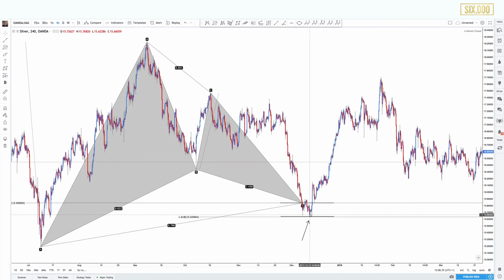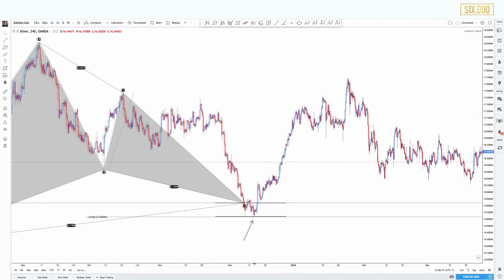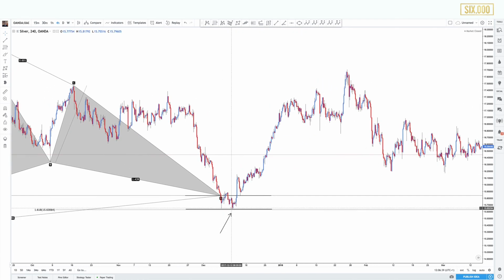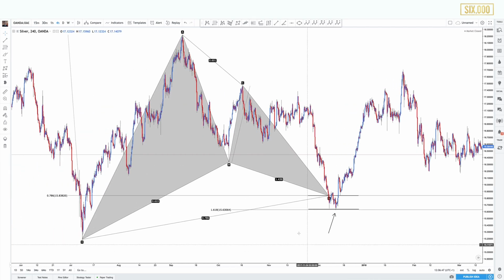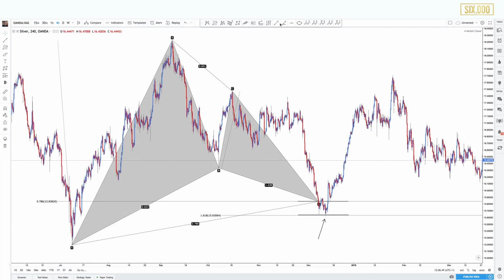And after this candlestick closes, if we just zoom in on that, after this candlestick closes right here, that's when we're looking to get into the move. We're then looking for a reversal confirmation. We're looking to get into the trade. And of course, you can see how successful this move was.